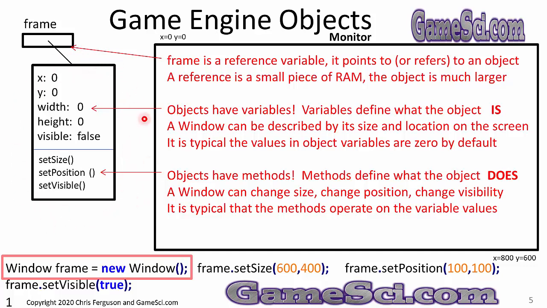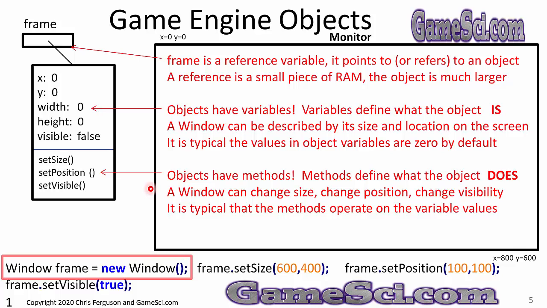Objects have variables. Variables define what the object is. A window can be described by its size and location on the screen. What's happening here? A window represents something that's going to pop up on the screen. Well, that thing that pops up on the screen is going to have an X and Y coordinate. Where is it located on the screen? It's going to have a width and height. How wide is it? How tall is it? Notice also this fifth variable, visible. If it's false, it means the window is not on the screen at this point.